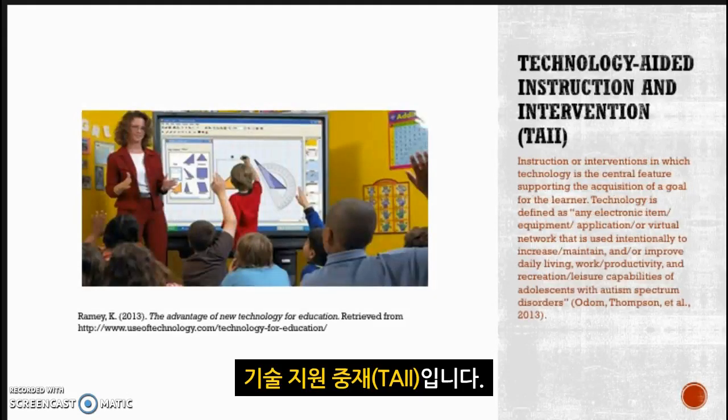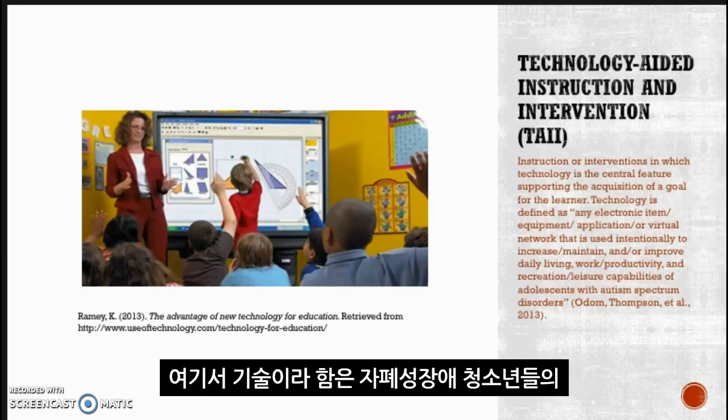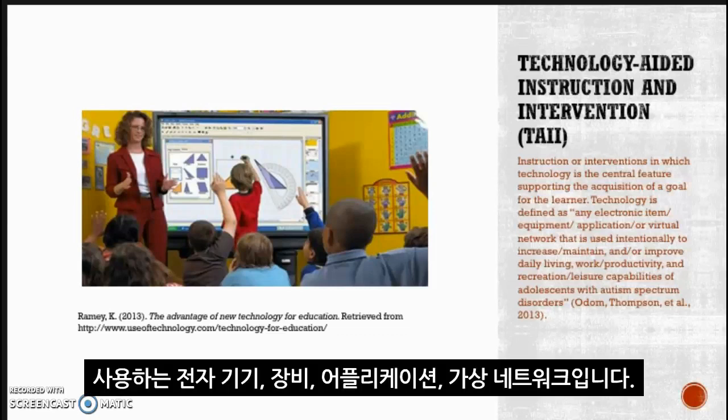Technology-aided instruction and intervention. So instruction or interventions in which technology is the central feature supporting the acquisition of a goal for the learner. Technology is defined as any electronic item, equipment, application, or virtual network that is used intentionally to increase, maintain, and or improve daily living, work, productivity, and recreation leisure capabilities of adolescents with autism spectrum disorder.